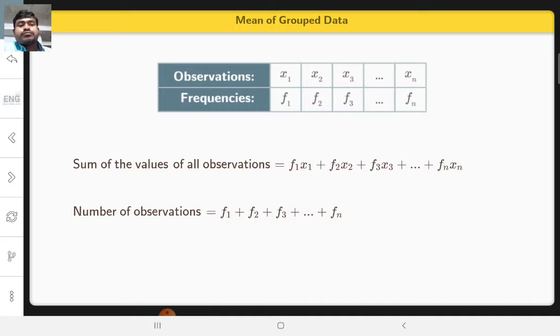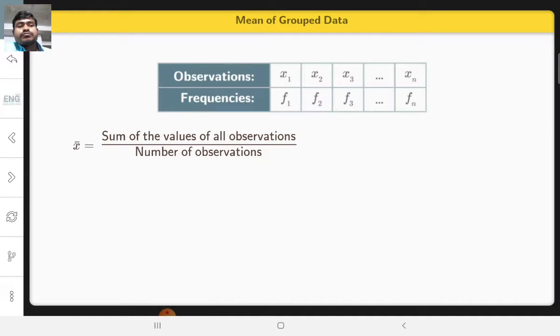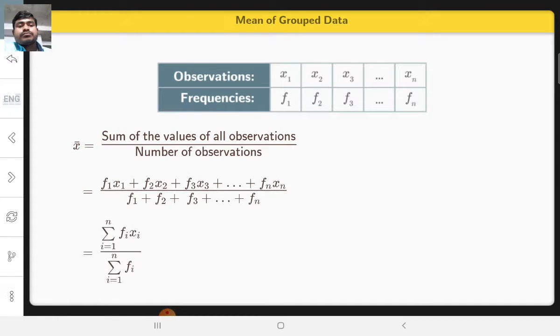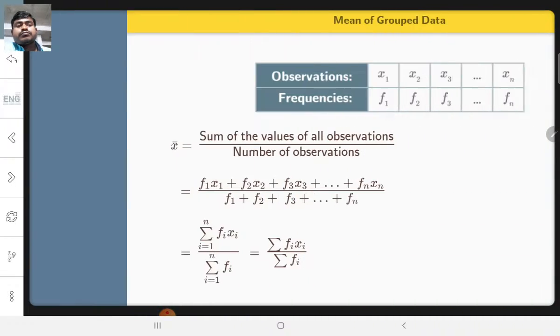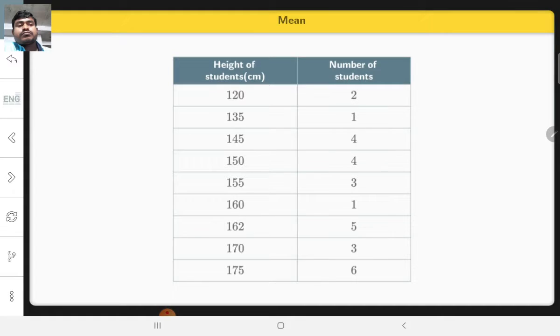Thus, the mean can be calculated as the ratio of the sum of the values of all the observations to the total number of observations. Let us find the mean for an ungrouped data set, the heights of some students in a school.